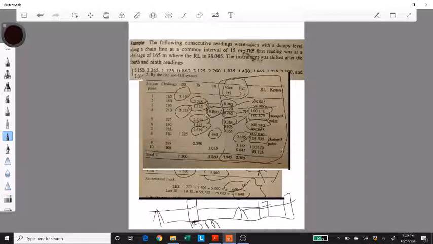So this was the first numerical. The second one and the last one in the set of slides, you should try that on your own. The only difference from this question is that in that question, instead of the reduced level of the first point, they have given you the reduced level of the last point, and you have to do the calculations backwards.